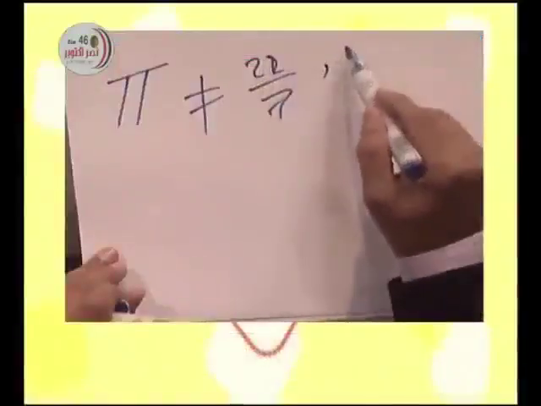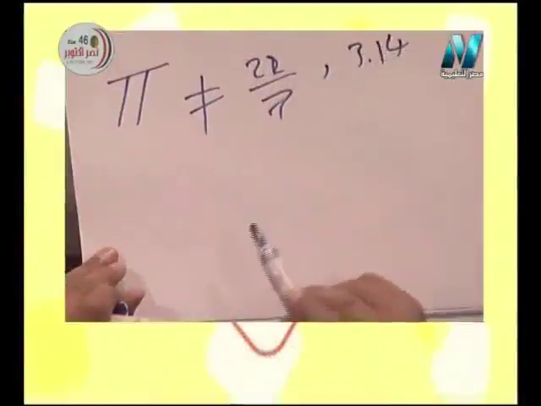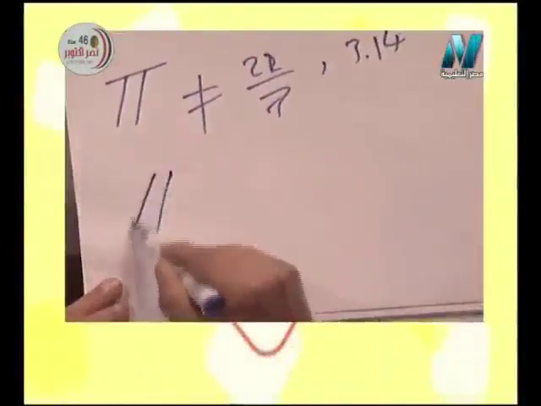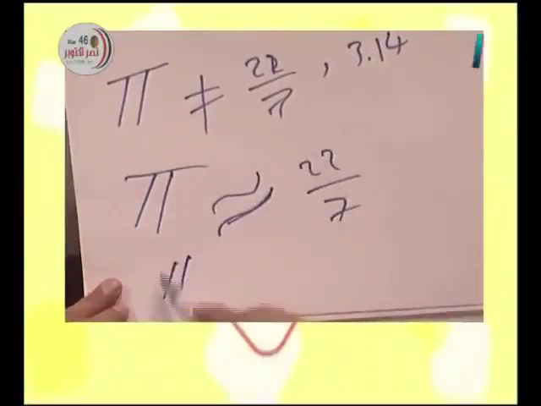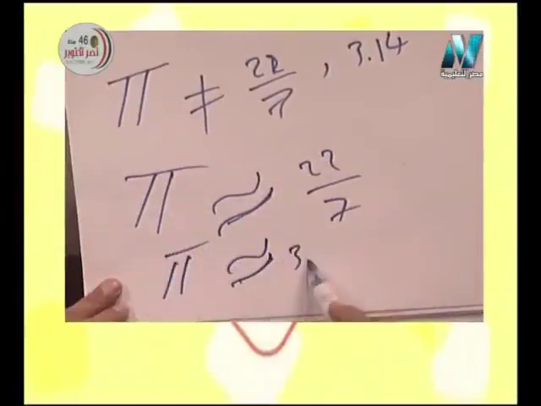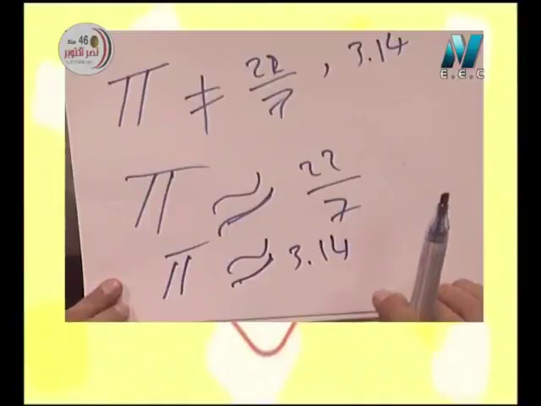Let's talk about pi. Pi is a very important number to us. It's an irrational number. Pi is not equal to 22 over 7 or 3.14. Mathematicians write it as pi approximately equal to 22 over 7 or pi approximately equal to 3.14, and next time inshallah we will try to explain why.